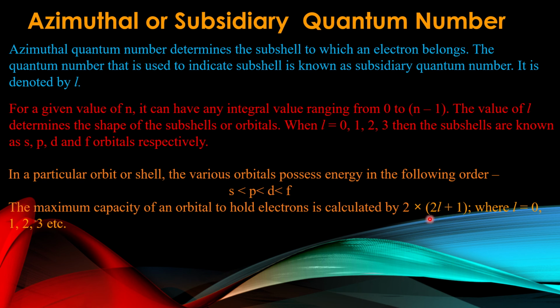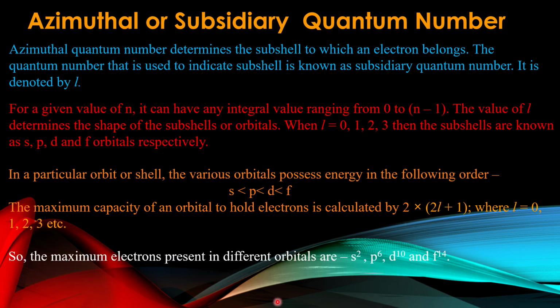So for the s orbital, it comes to 2 into 0 plus 1, that is 2 into 1, that is 2. So the s orbital can hold a maximum of 2 electrons. In this way, we can calculate the maximum electron holding capacity of p, d and f orbitals also. Here, the maximum electrons present in different orbitals are s2, that means the s orbital can hold 2 electrons, the p orbital can hold 6 electrons, d10 and f14, and all these values can be calculated by using this formula.